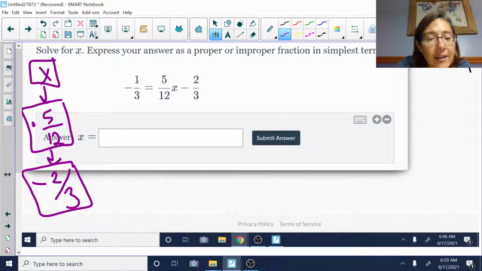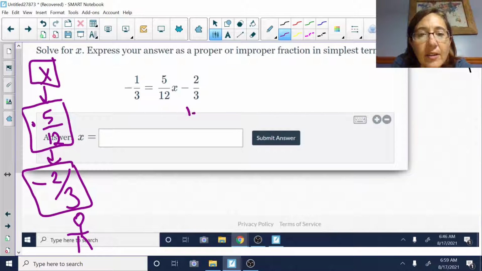So here we are at the end of the equation. I forgot to draw my little stick figure. So we want to go backwards, reversing what we see happening. So what is the opposite of subtracting 2/3? Well, that would be adding 2/3. So I'll go ahead and add 2/3 on both sides of my equation.